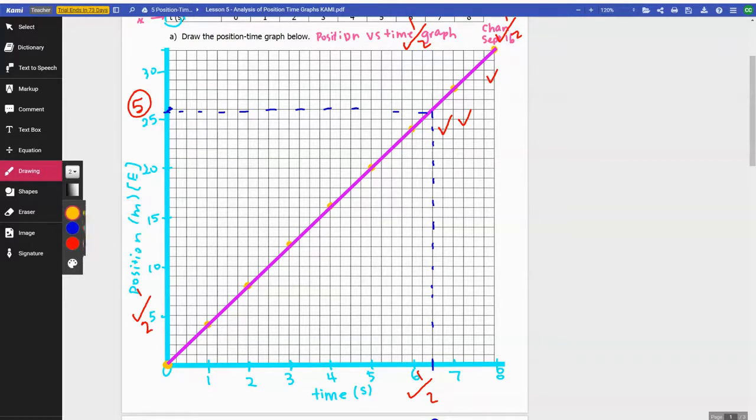Okay, let's do this. I'm going to use blue. The equation, show your work. It's y2 minus y1 over x2 minus x1, right?